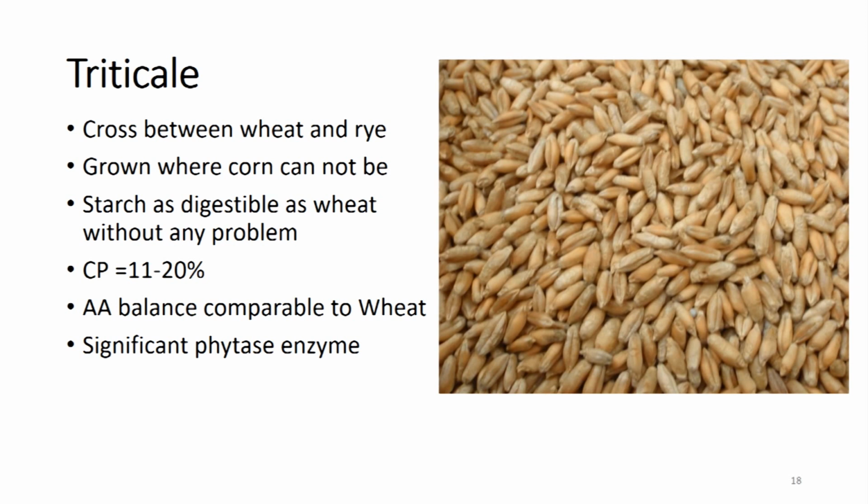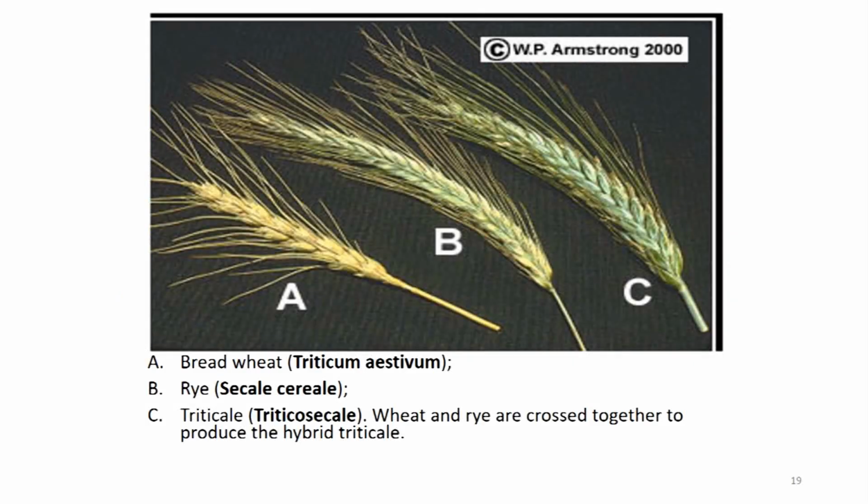Here are the differences between bread wheat, rye, and triticale. A1 is the bread wheat, B1 is the rye. The cross between wheat and rye, A and B, will give us triticale. So wheat and rye are crossed together to produce this hybrid triticale. Overall, we get more productivity from triticale.